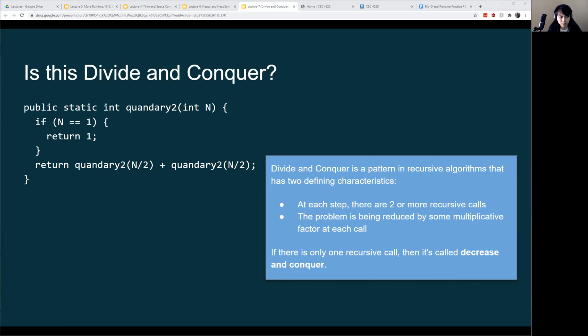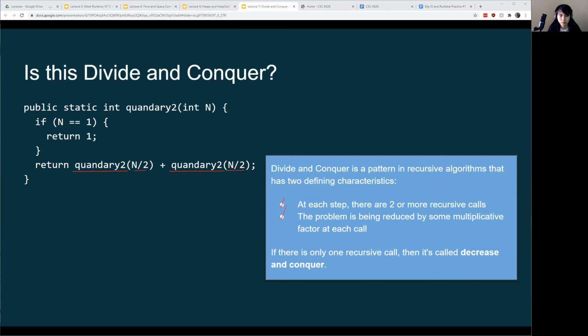All right. So it seems in this case, most of you, a little bit more than 75% of you, thought that this was divide and conquer. In this case, we have an algorithm that does have these two characteristics, right? So we have two or more recursive calls. In this case, we have exactly 2, right? We have a call to quandary 2 here and a call to quandary 2 here, right? So at each step, there are 2 more recursive calls. We can check that off. And then the problem is being reduced by some multiplicative factor, just like we saw in silly from before. So this is also true, right?